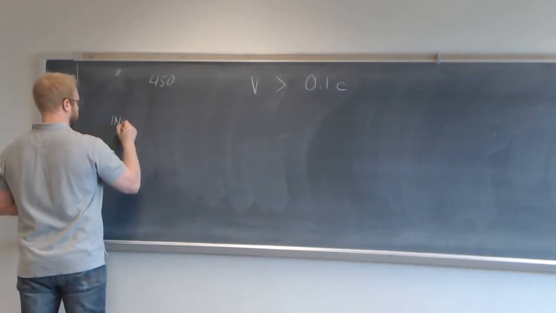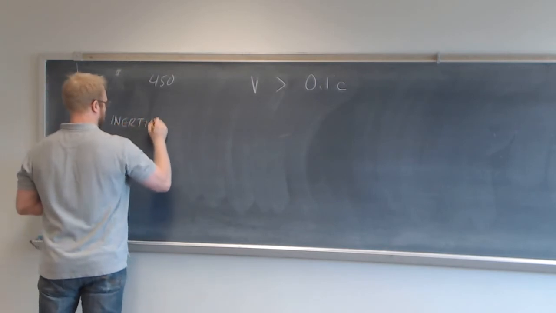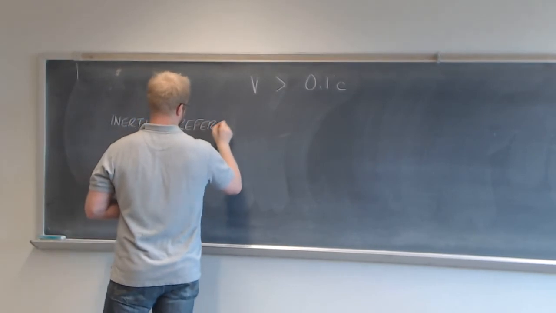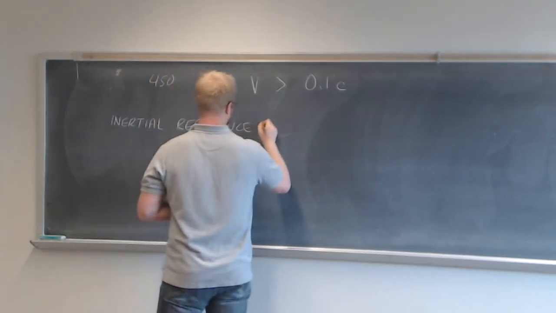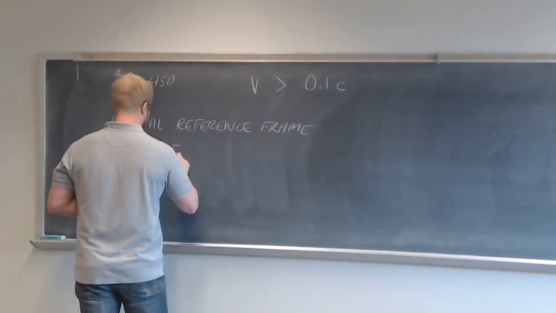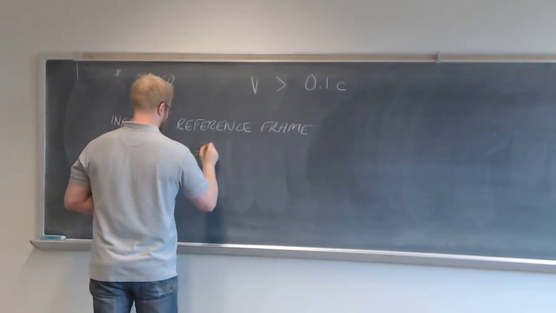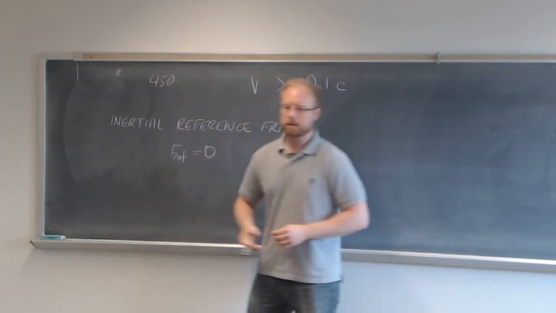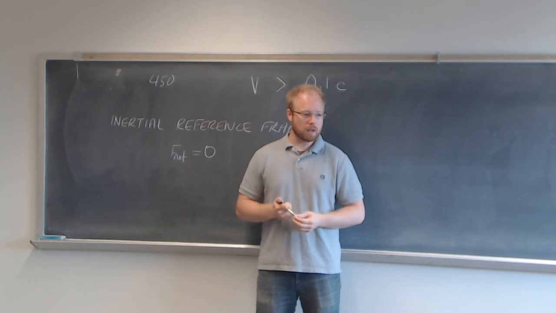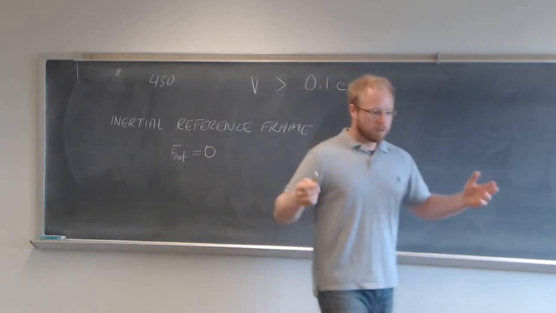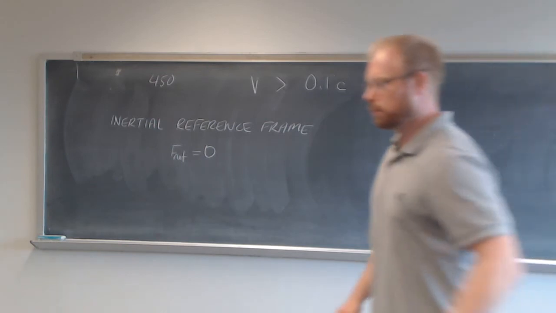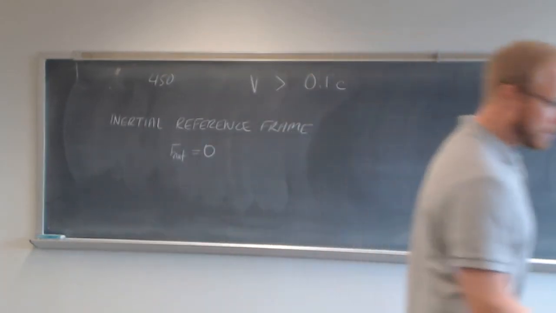So if you have an inertial reference frame, it says that the F net is equal to 0 on any given object. Now let's take some examples, within the classroom here.